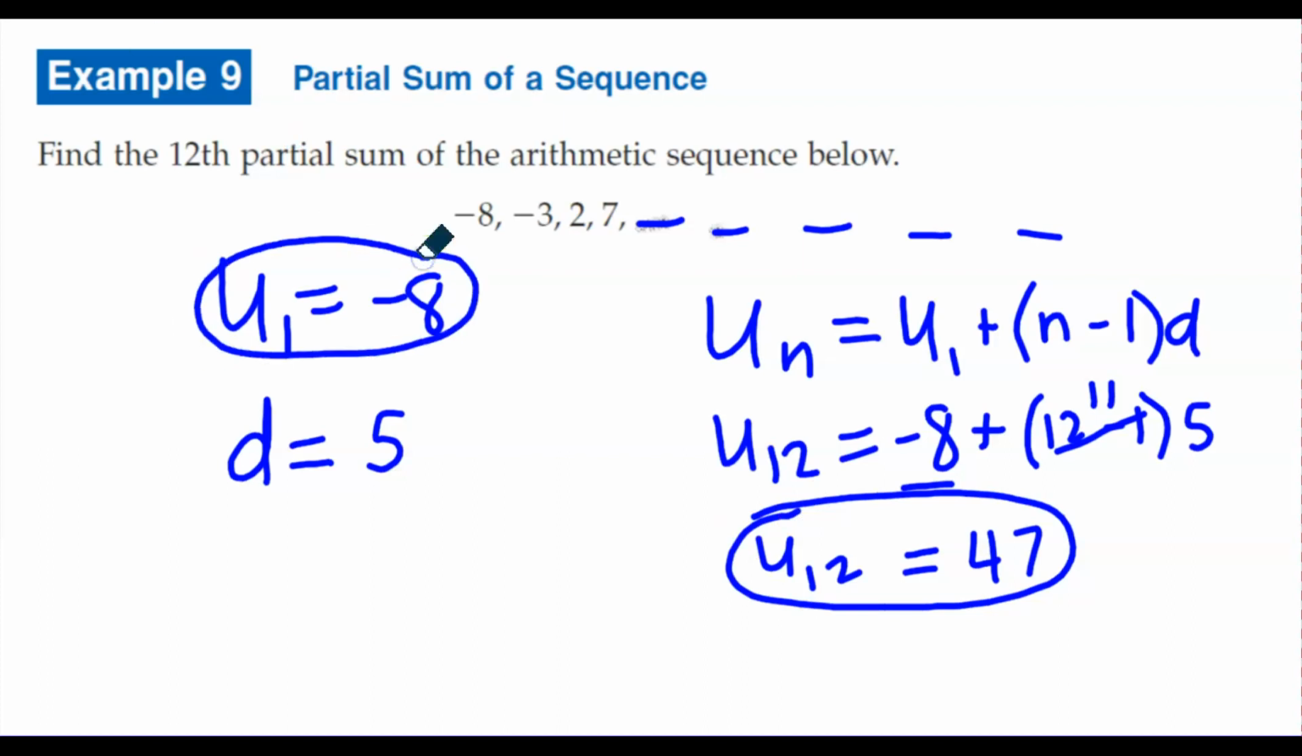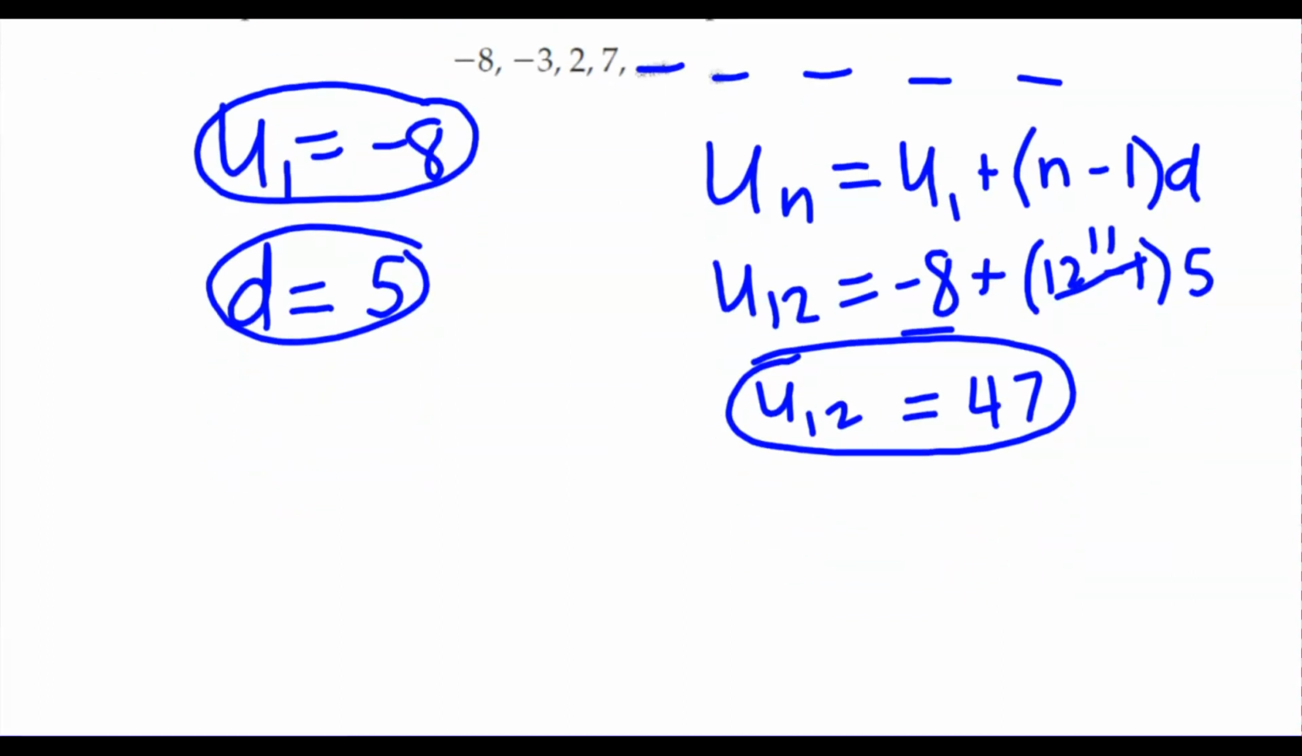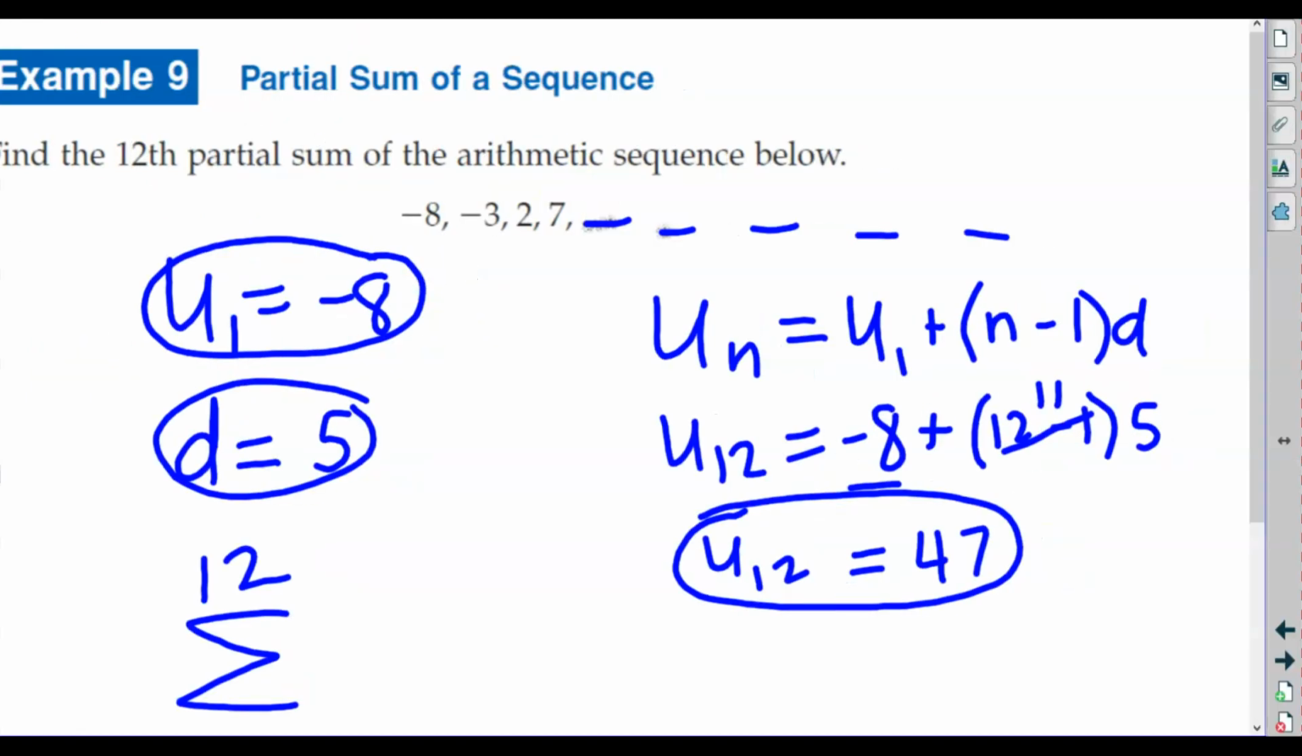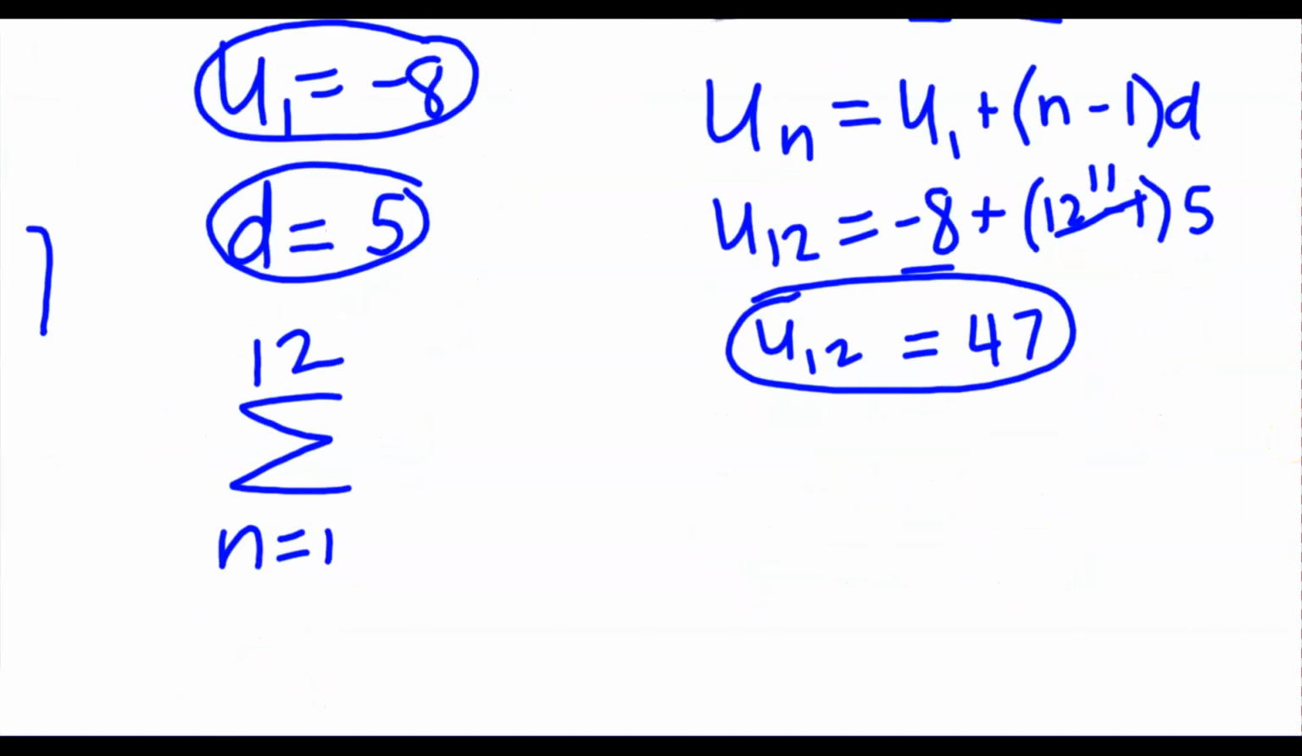That's the first term, and that's the common difference. So to find the 12th partial sum, you're going to set up the summation notation and go from n equals 1 to 12. Now, the formula says you're going to take k, which is the number of terms, divided by 2, and multiply that by the first and the last term. So I'm going to take k, which is 12, and divide it by 2, and multiply that by the first term added to the last term.